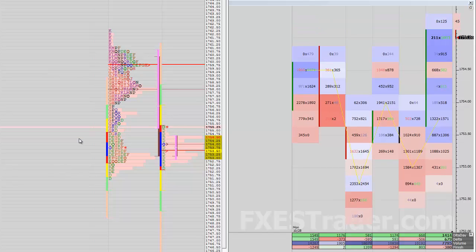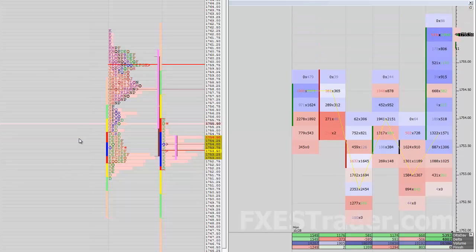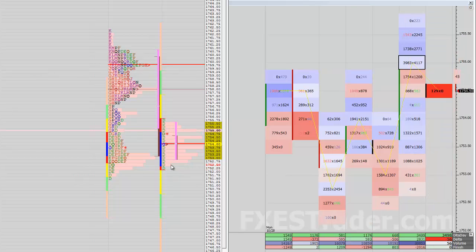So essentially we're opening inside, we're auctioning, looking at this particular point to go back and fill the gap. But we had the expectation that the market was going to rip up, so as you can see we're still forming the initial balance here. Market's popping up and the development and value area is going along with it.